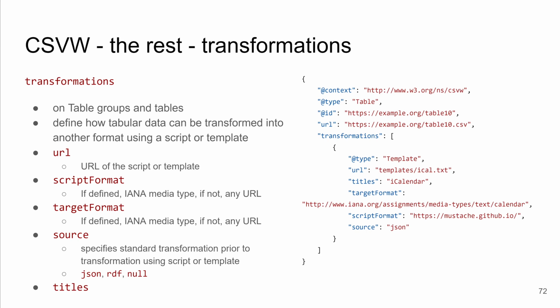And then there is the source key, which basically says whether, before we start transforming the CSV file into the target format, one of the standard specified transformations needs to be applied. That's why this source attribute has only 3 possible values. Null means that the script works with the CSV file directly, and RDF means that the automatic RDF transformation should happen before the actual script is run.